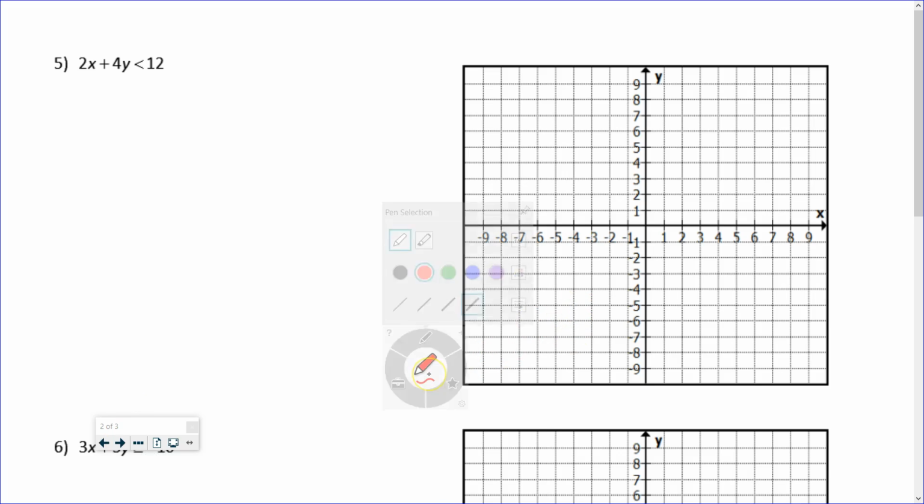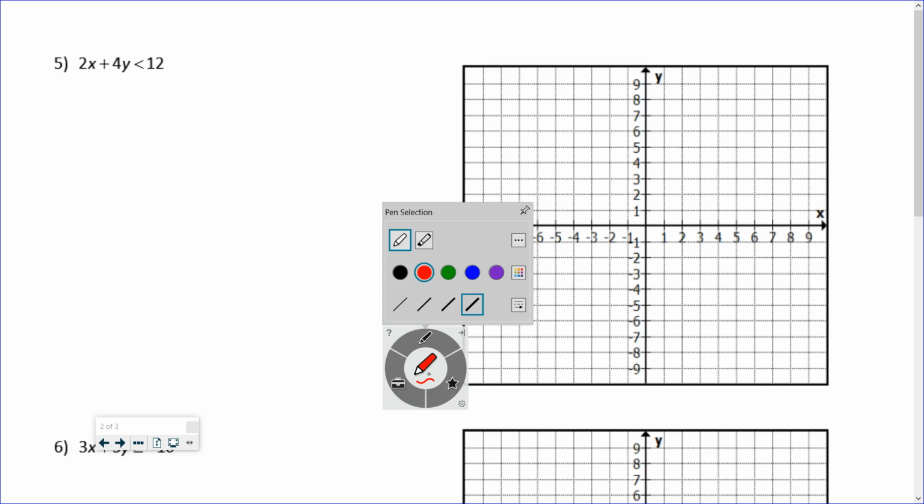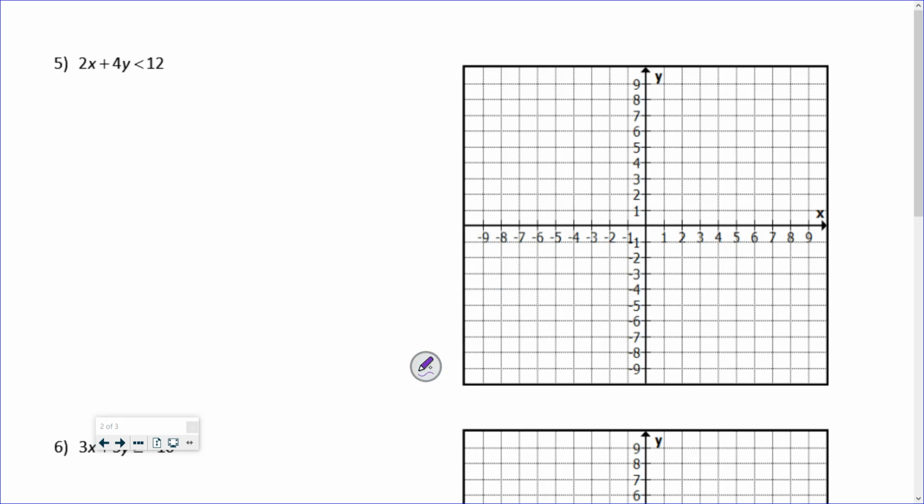Okay. I have 2x plus 4y is less than or equal to 12. Do I need to change the way this is written? Yes. No. You don't. This is standard form. Oh, that's right. I have my x and y on the same side. So I can find my two intercepts.